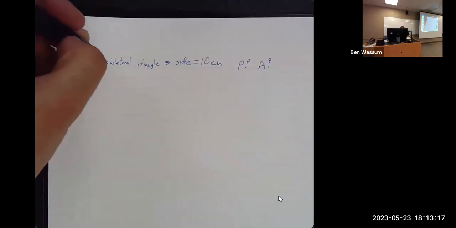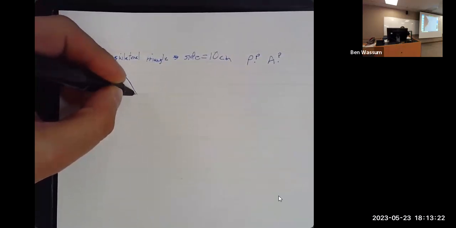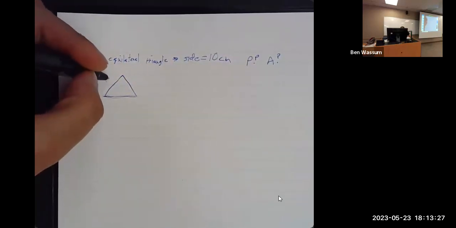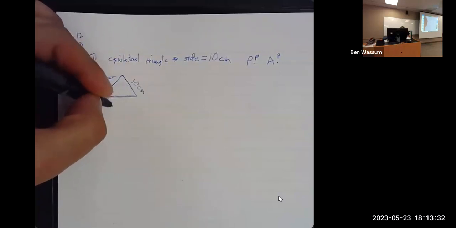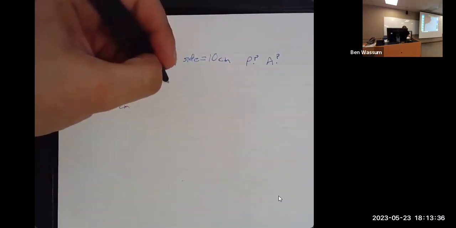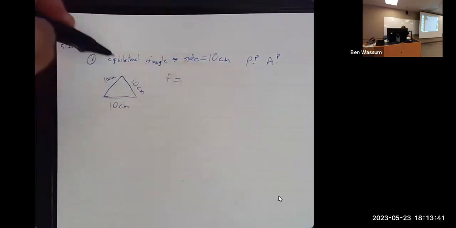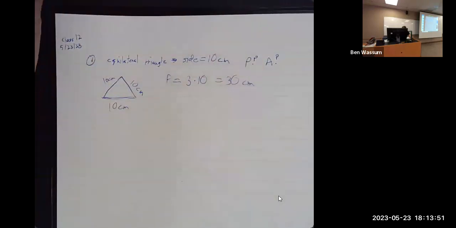So remember, if all the sides are the same, you have kind of a perfect triangle. Pretend that's perfect. Every side is going to be the same. So if I had to figure out what the perimeter was, well, I'm just going to add up all the sides, right? 10 plus 10 plus 10, or 3 times 10. We end up with 30 centimeters, no matter how you want to look at it. And there we go.